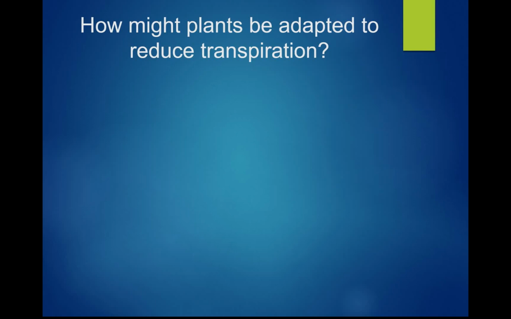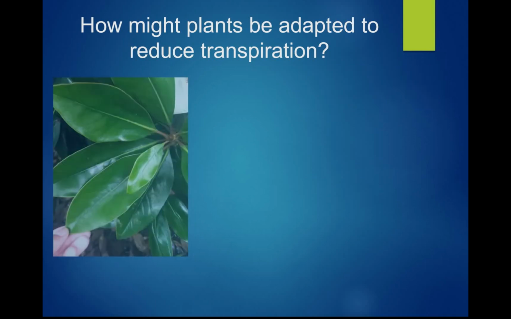Okay, so maybe you came up with things like, what if they've got a really thick waxy cuticle? So the wax, remember, on the outside of the leaf helps prevent water from leaving the plant. Okay, reduces transpiration. So plants with really, really shiny leaves have a lot of wax on them. That's going to reduce the water that's leaving through other surfaces other than the stomata. So that's going to help reduce water loss.